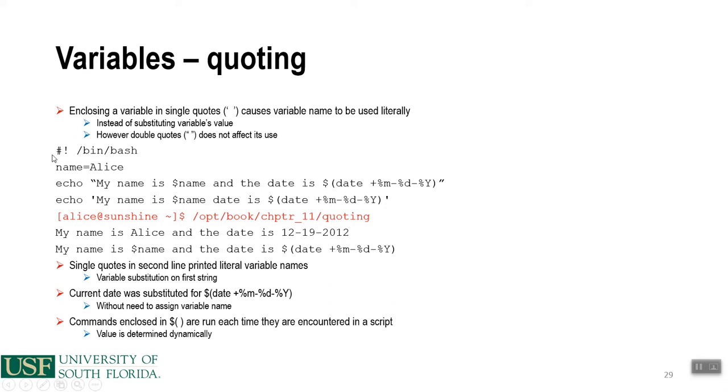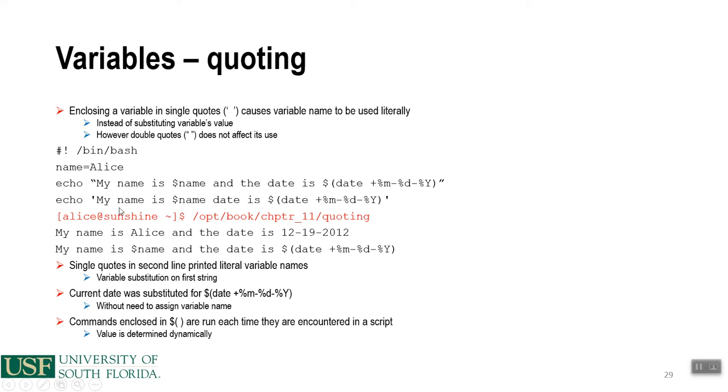So remember, we have the hash, pound, shebang, space, /bin/bash, and we have name equal to Alice. We can go ahead and echo this, so it'll print it. My name is the variable name, so the variable is actually going to be Alice, right? And then the date is this particular date.